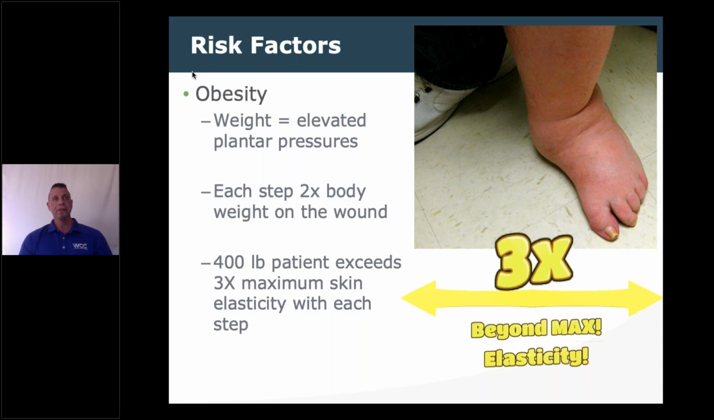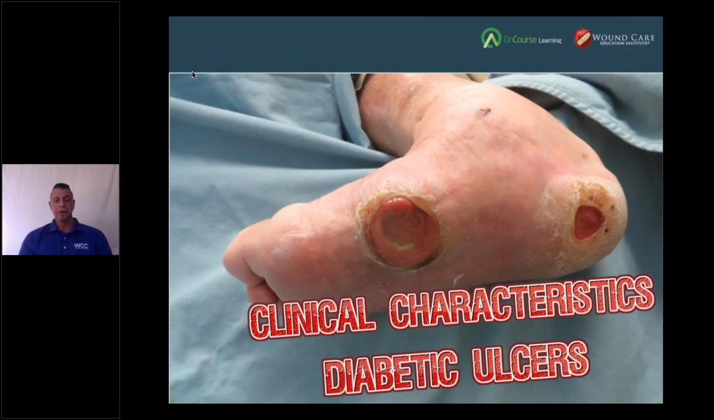Okay. On top of that, it said with a 400-pound patient, they are literally exceeding by 3 times the maximum skin elasticity with every step that they are taking. So with that in mind, let's move into looking at some of the clinical characteristics that we are going to see with these different subtypes of diabetic ulcers, so we can distinguish between neuropathic, neuro-ischemic, and ischemic.